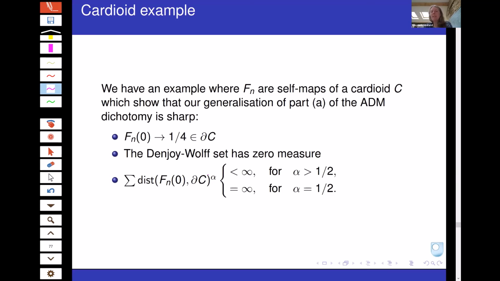And this example, again, would come from Phil's talk, but we start off by looking at an example of mapping a unit disk to itself, and then we map the unit disk to the cardioid and transfer it across there.